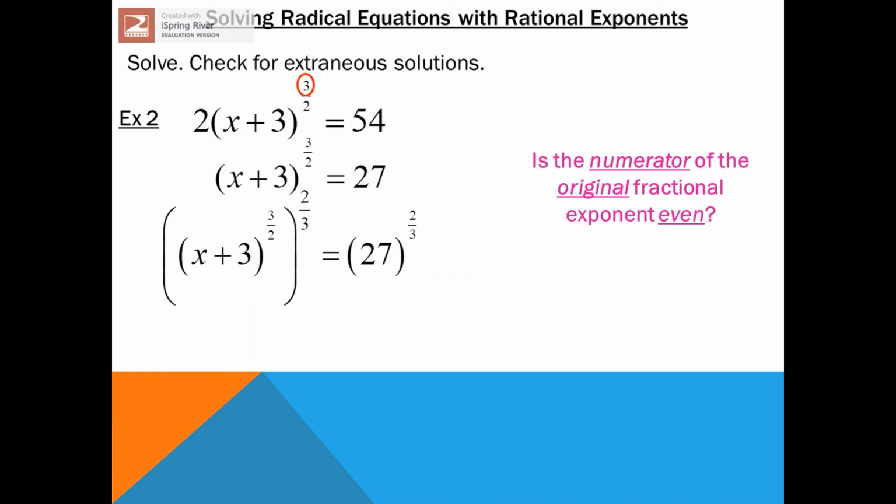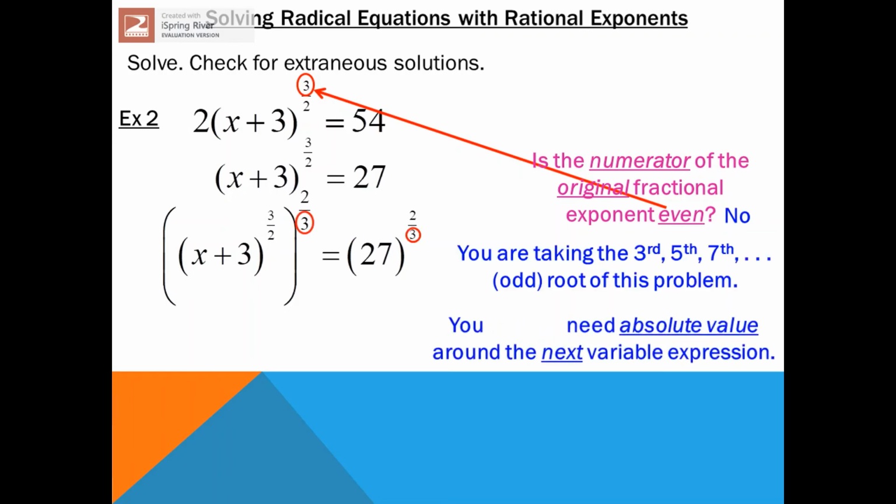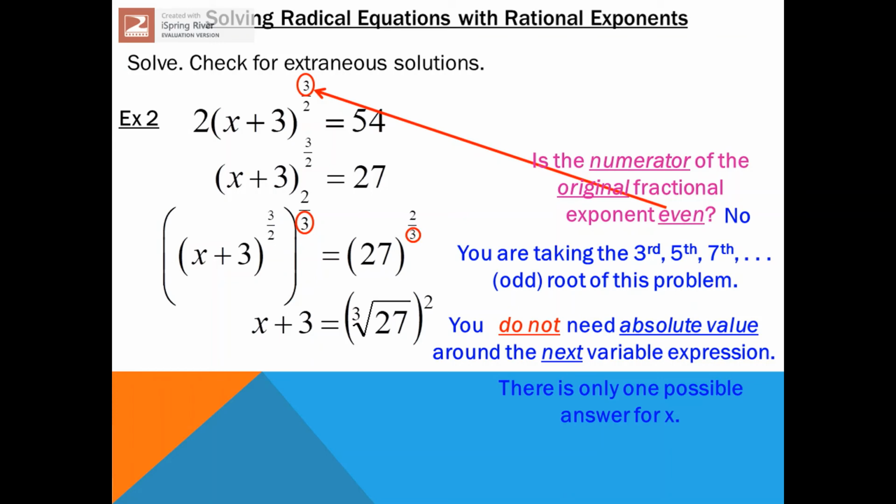So x plus 3 raised to 3 over 2 raised to 2 over 3 is equal to 27 raised to 2 over 3. Is the numerator of the original fractional exponent even? No. So you are taking the third, fifth, seventh, so on and so forth, the root of this problem. So you don't need the absolute value around the next variable expression. So since our numerator is an odd number, we will not put positive, negative on the other side of the equation.